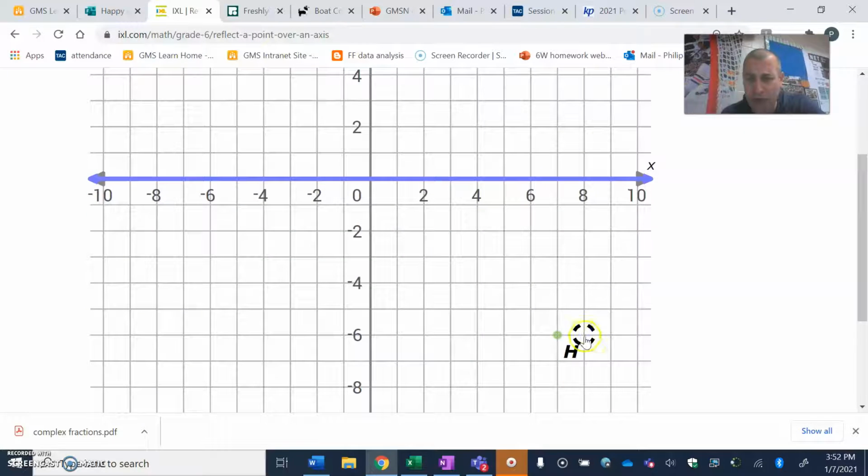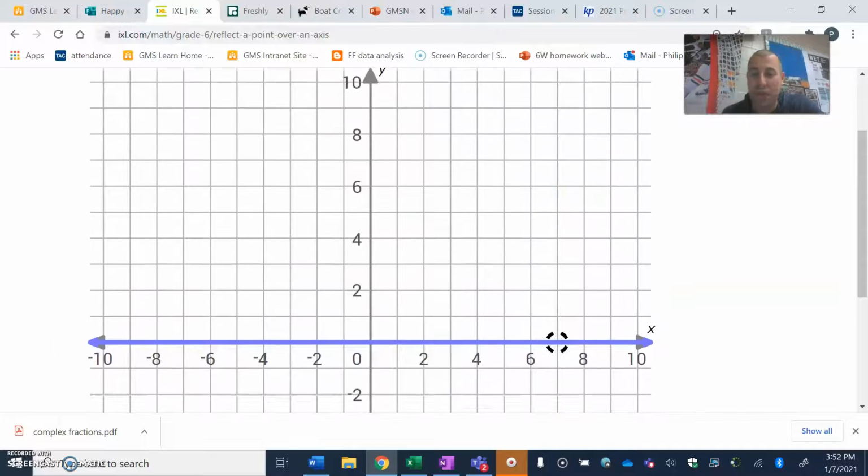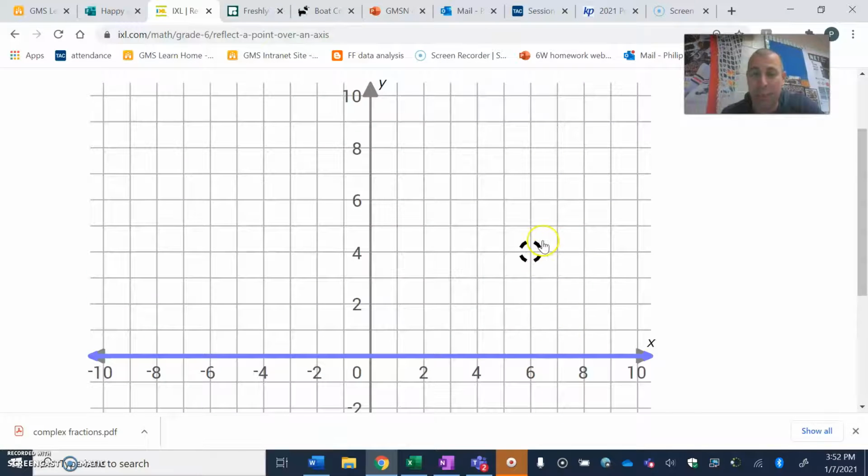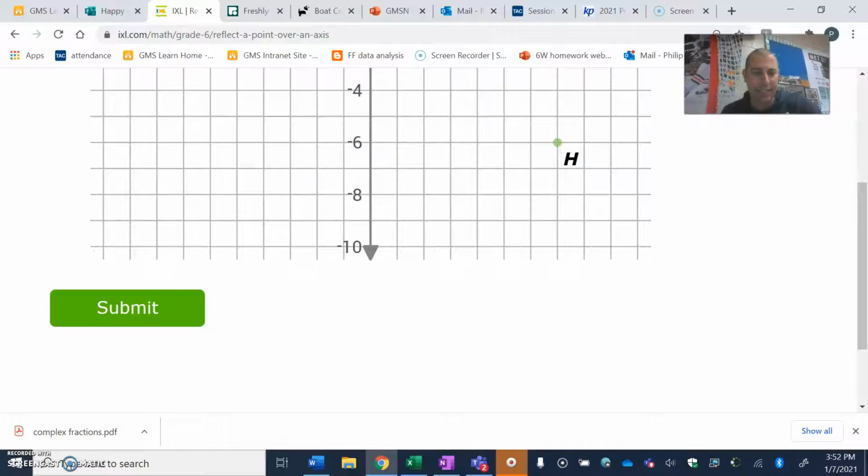All right, so H, how far is H away from this reflection line? Well, 1, 2, 3, 4, 5, and there we are, 6. So I also need to go 6 away, which means going up to 6. I can count each square, or I can use the axis to help me out with it. Let's see how I did.